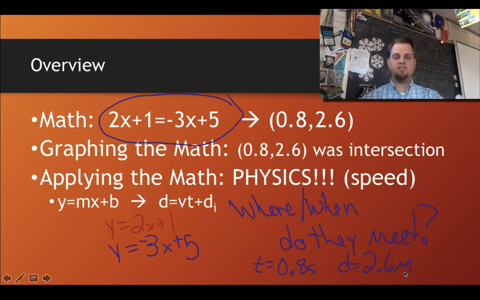So now you can determine, if you know the speed of a car and where it starts, and the speed of another car and where it starts, you can find out exactly where they meet. You know where to set up a camera to watch them crash, and you can do a whole lot more physics and a whole lot more fun, right?